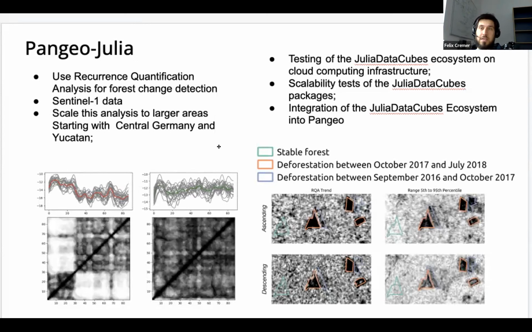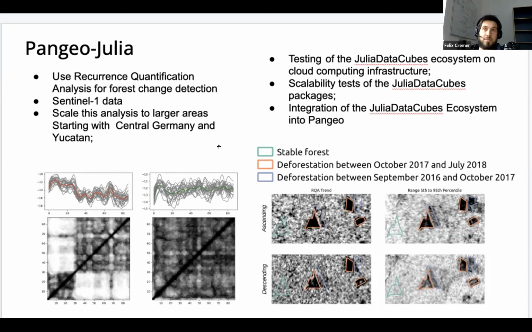Yeah, so the idea is to do deforestation mapping with Sentinel-1 data by using the whole time series information. On the left is a recurrence plot of different pixels for deforested and non-deforested areas, and on the right you see a map of how this looks spatially. We showed that this seems to work on a very small example area, and now we want to scale this up to larger areas.